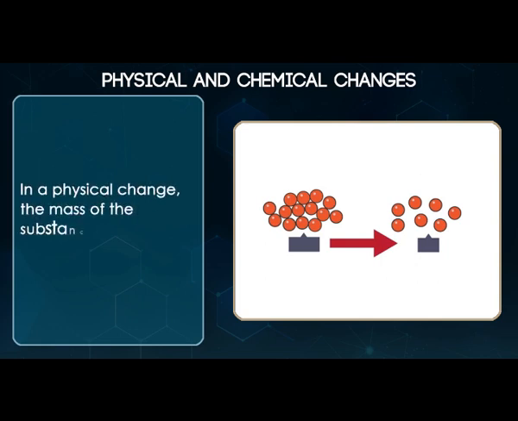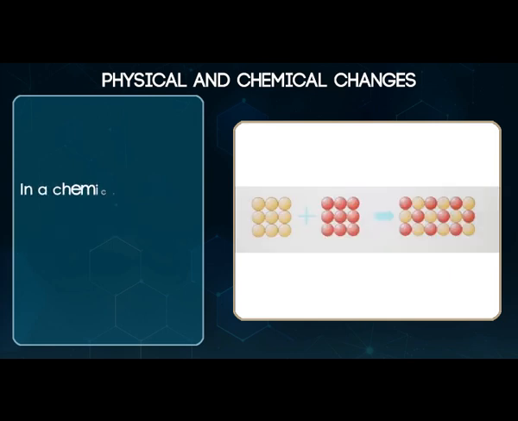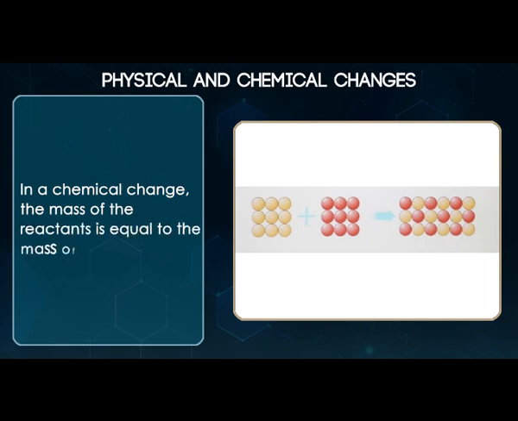In a physical change, the mass of the substance remains the same. In a chemical change, the mass of the reactants is equal to the mass of the products.